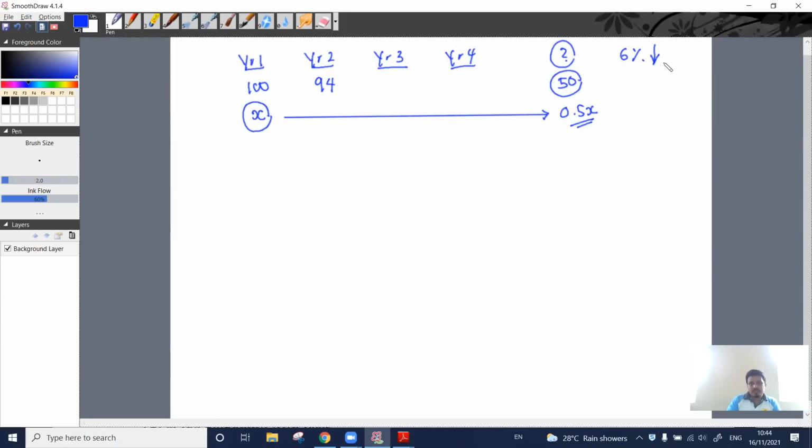Here, this is a percentage decrease. So this is a geometric progression. In a geometric progression, how can we get the nth term? That is a into r to the power n minus 1. So we need to find the nth term. For that, this is the formula we need.